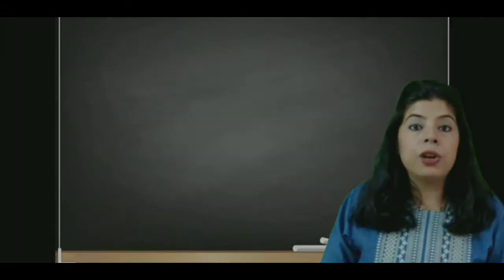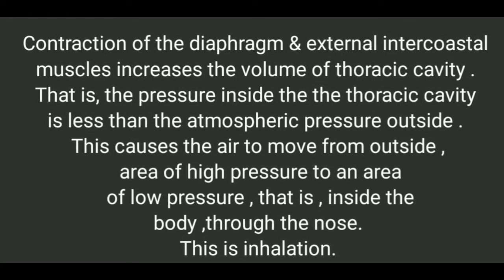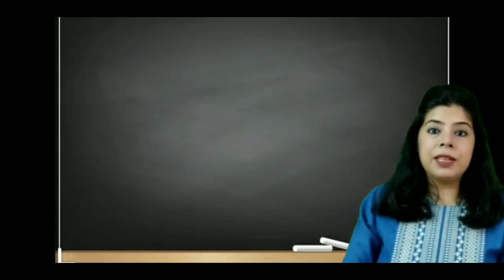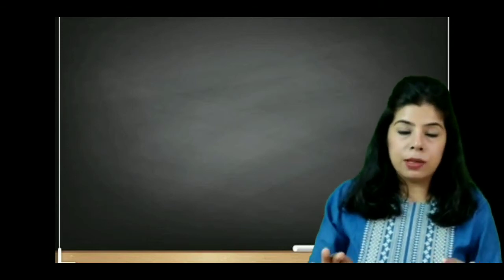Because of the contraction of the radial muscles and the external intercostal muscles. The diaphragm becomes flat and the ribs come up and out, and because of this the volume of the thoracic cavity increases. When the volume increases, the pressure goes down and the air moves inside. That is, we inhale. Okay, this is very, very simple. You just need to understand all the things.